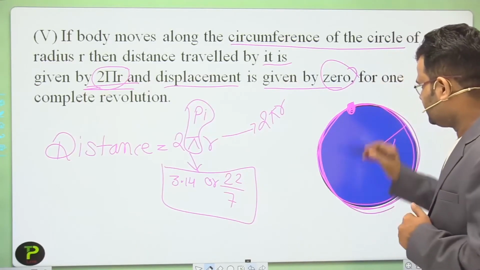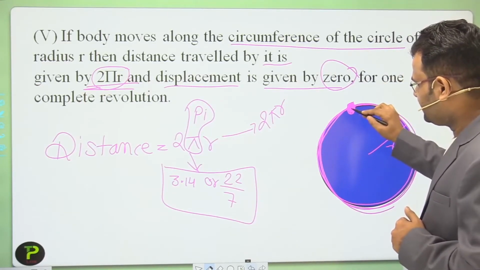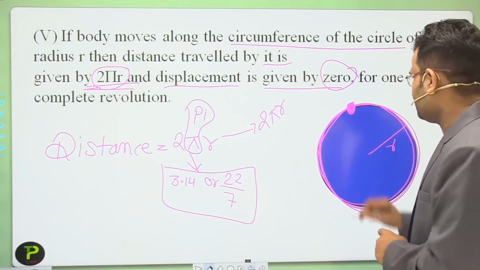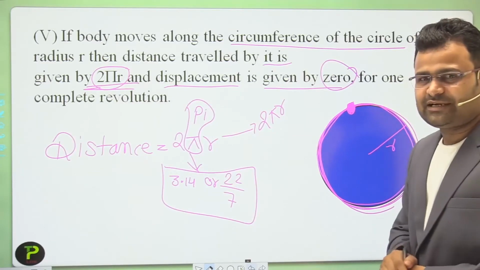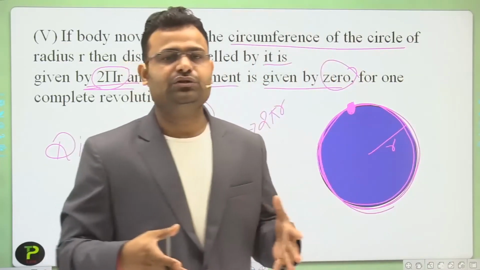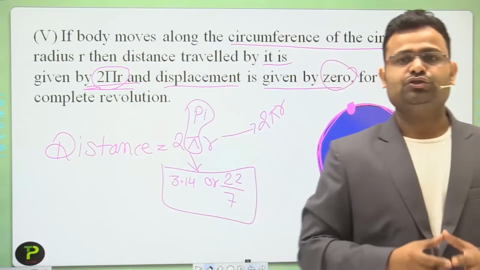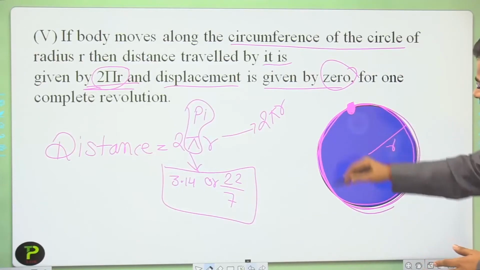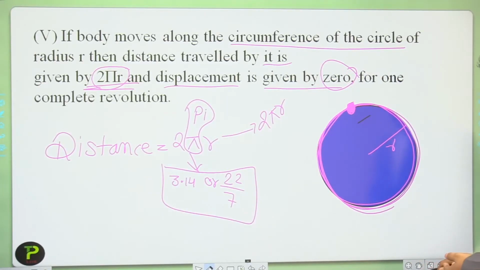Get the initial position. Now I have an initial position and a final position, both are the same. Draw the line between them, a straight line. There is no line between the initial and final position, so the displacement is 0. So the displacement is 0 for the circumference of that circle.